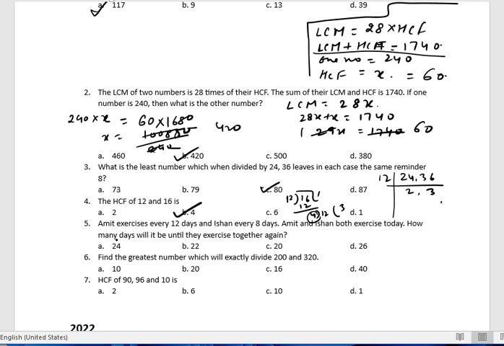Now let's move on. Amit exercises every 12 days and Ishan every 8 days. Amit and Ishan both exercise today. How many days will it be until they exercise together again?